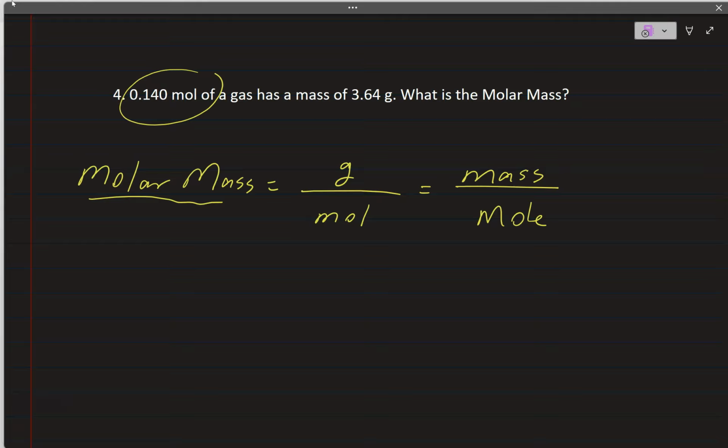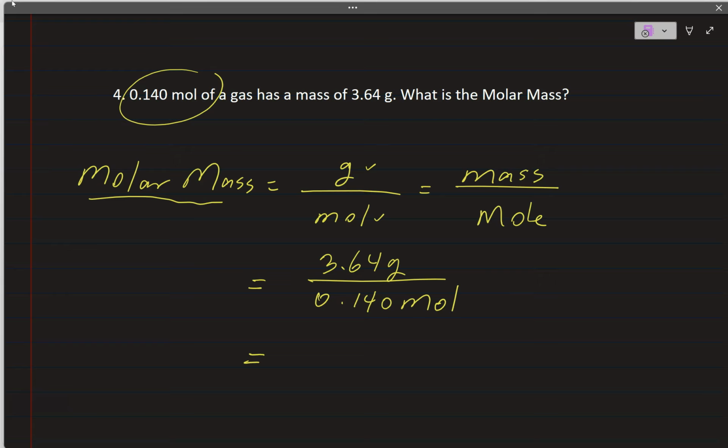That's what that is, right? These are the units for it, by the way. Okay, so now we have 3.64 gram divided by 0.140 mole. So that is the molar mass calculation. That's just as simple as that. We don't have to do anything to it.